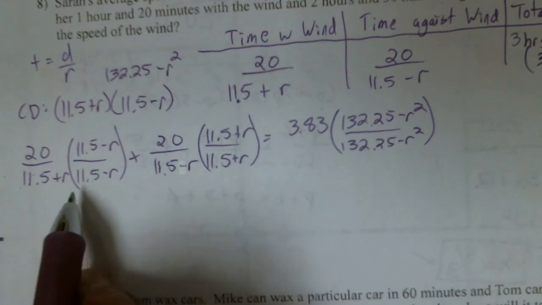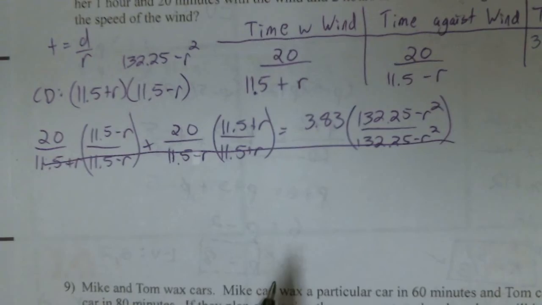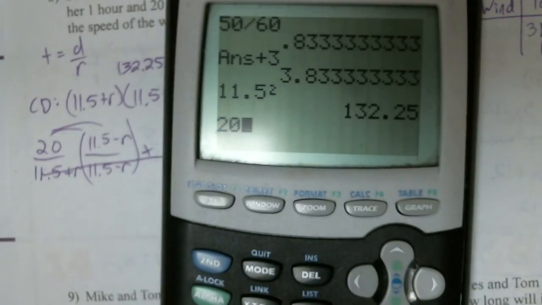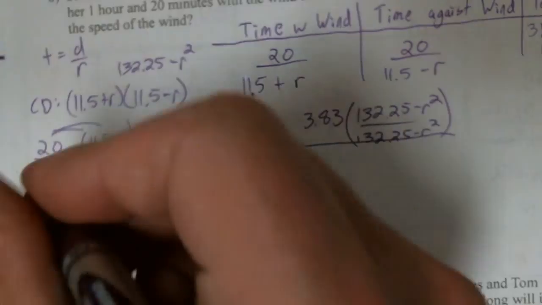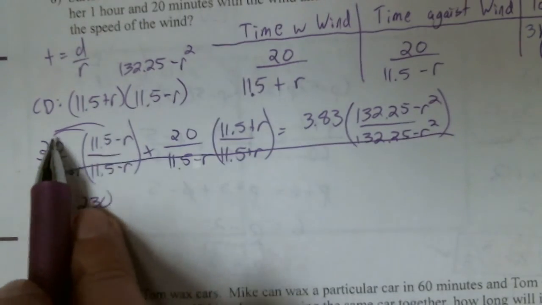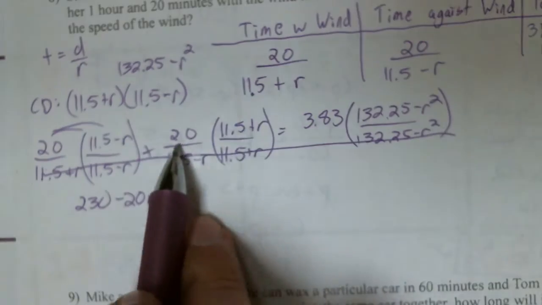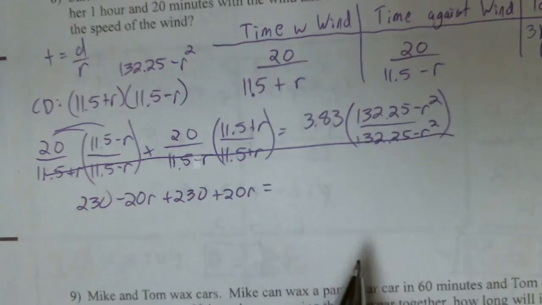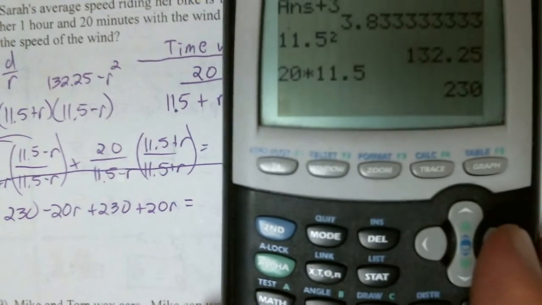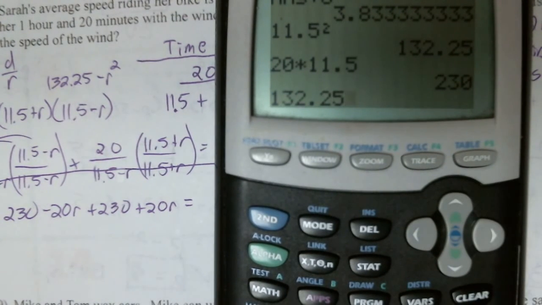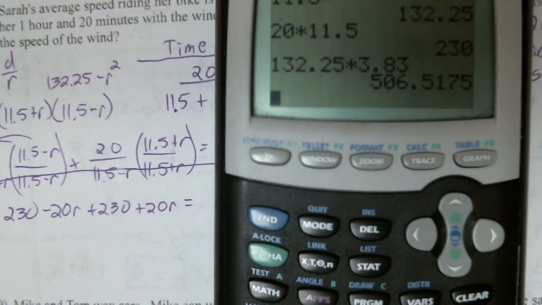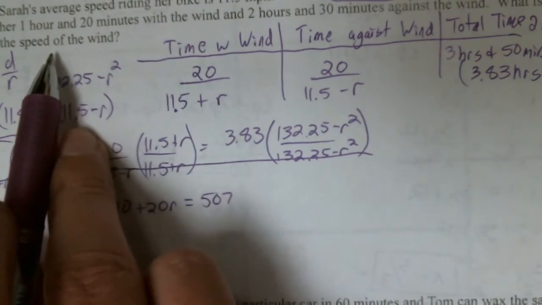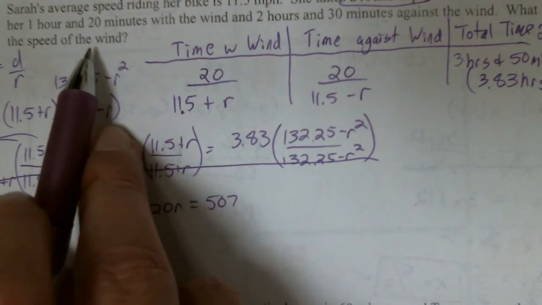Okay, so now our common denominators all strike out. So when I distribute here, 20 times 11.5, what is that? Okay, 230. And then 20 times negative r is minus 20r. 20 times 11.5 is another 230, plus 20r, equals 3.83 times 132.5. 0.25 times 3.83 is 506.5. I'm going to round that to 507, and that's okay because we're just trying to get an estimate. We're not trying to get to the nearest hundredth place, okay?